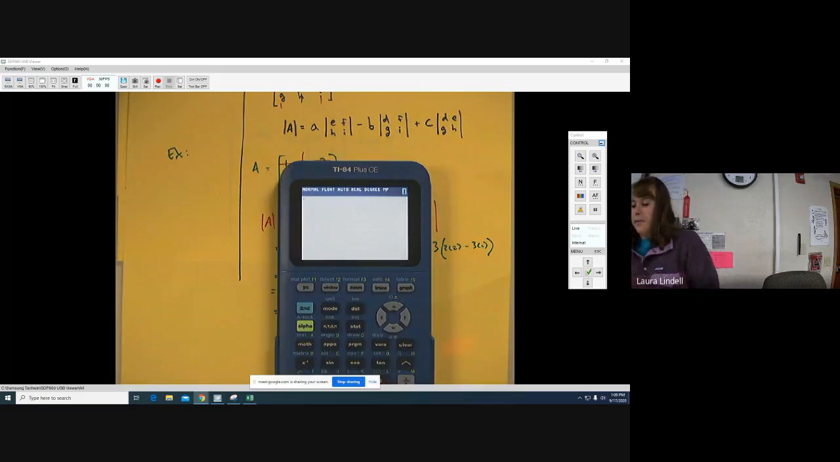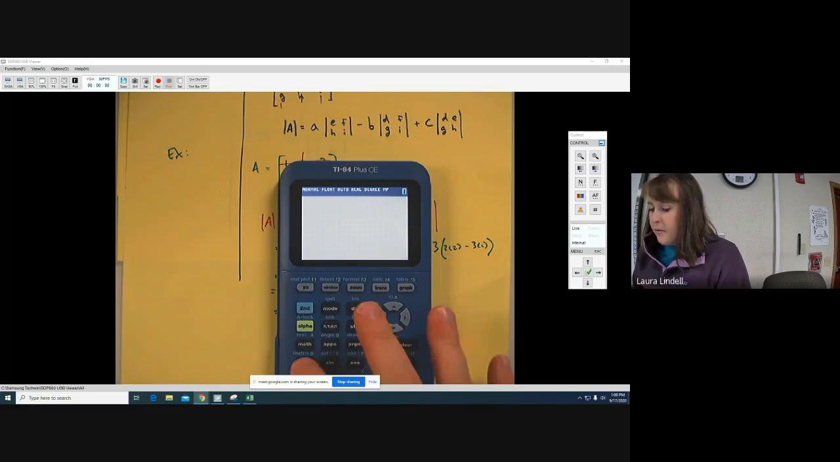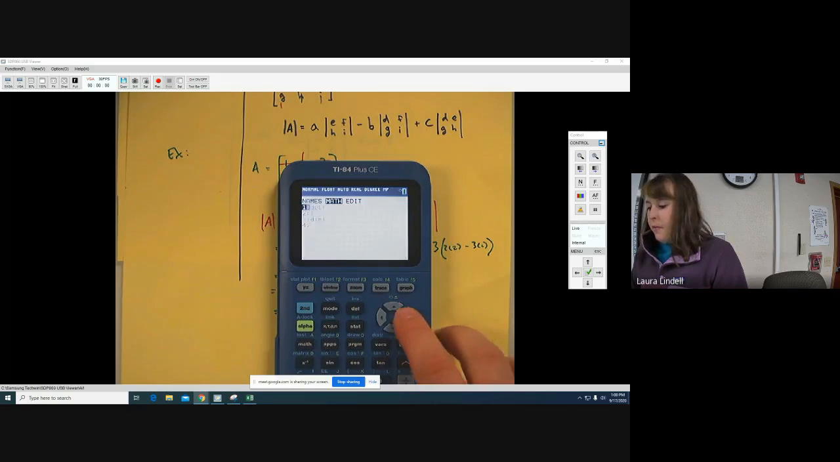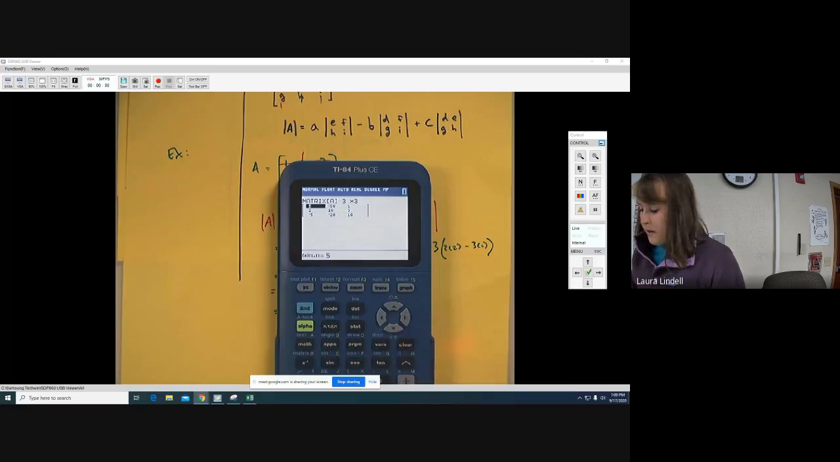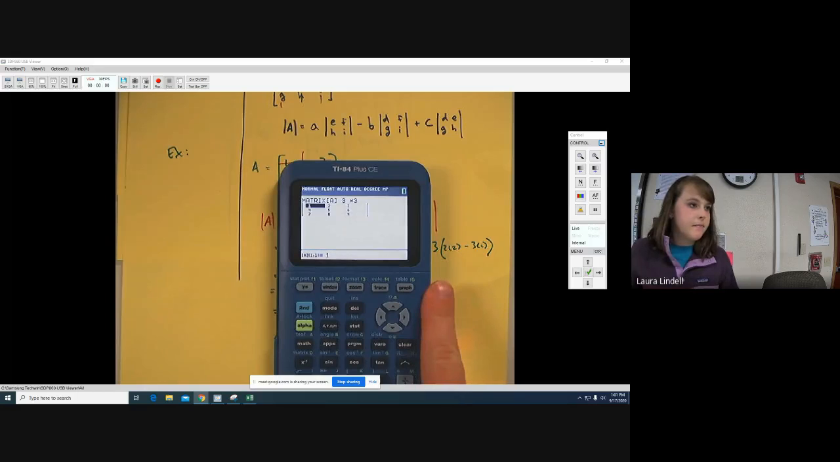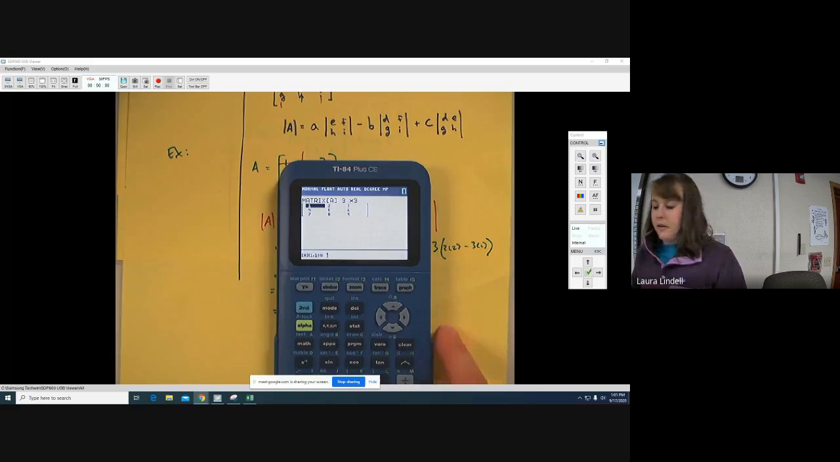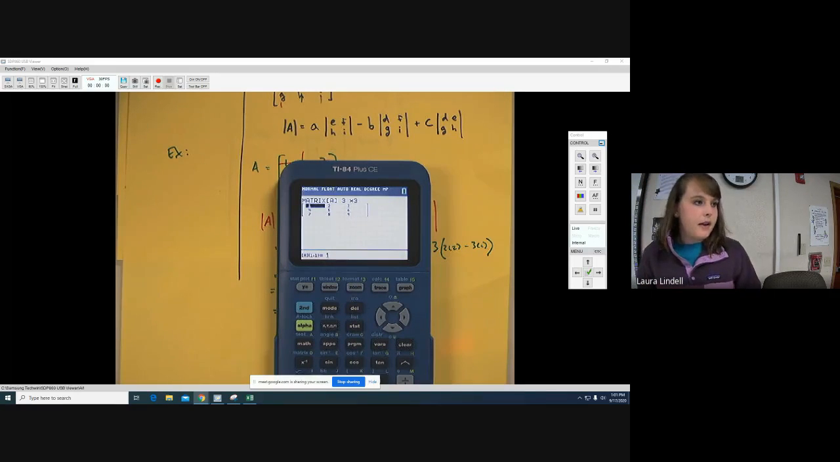So we go to second matrix, and we're going to go over to edit, and we're going to make ourselves a 3 by 3. You can make whatever size you want. Other sizes will work, but I'm going to go with a 3 by 3. And I'm just going to type in some numbers here: 1, 2, 3, 4, 5, 6, 7, 8, 9. We'll have that be our matrix.